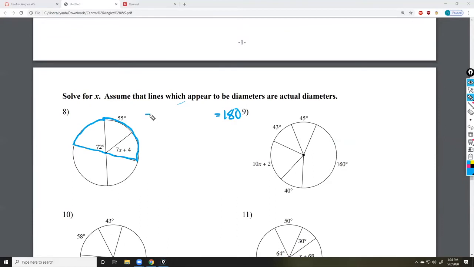So if I put the 72 and then I went through the 55, I'm just recapping the arc that I traced around. I went the 72, and then I traced the 55, and then I traced the 7x plus 4. Add those all together to get 180. And then you're going to solve.